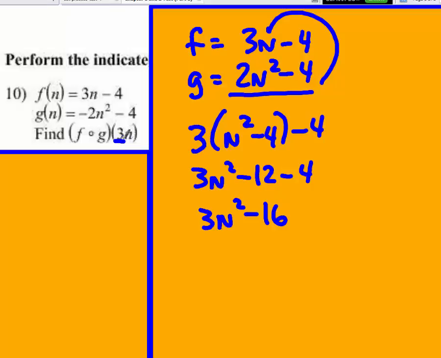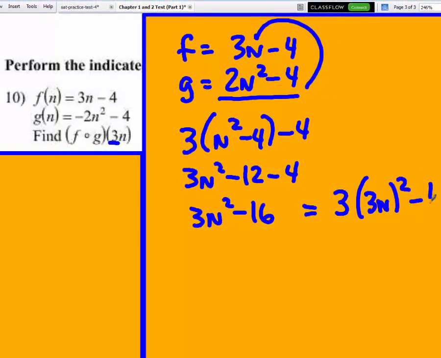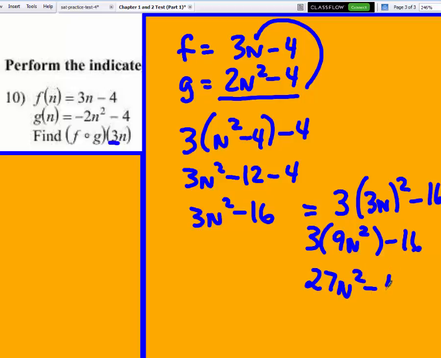And it says I'm putting the 3n in place of n. So I'm putting the 3n in place of n. So now I got 3n squared minus 16. And that's going to give me 3 times 9 squared minus 16. Or this is going to give me 27n squared minus 16, and that'd be our answer for 10.